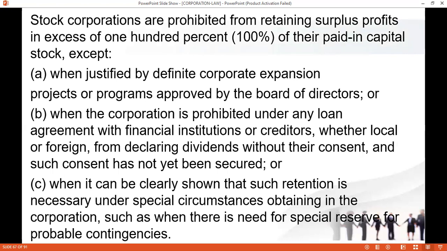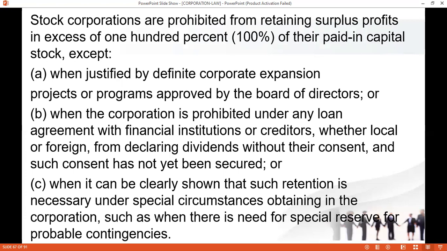Stock corporations are prohibited from retaining surplus profits in excess of 100% of their paid-in capital stock. Okay, let me explain this provision. Yung mga stock corporation daw, bawal sila mag-retain ng more than 100% of their paid-in capital. Let us say, for example, we have authorized capital stock. Ito yung number of shares that the corporation is authorized to issue or to sell.